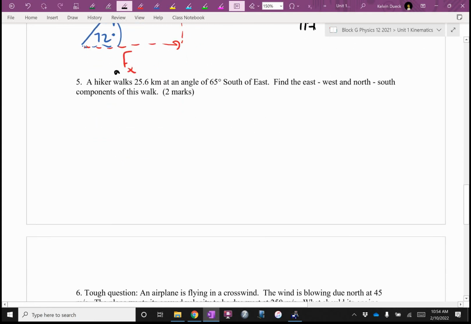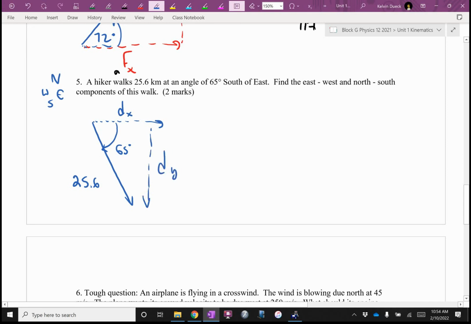Number 5. A hiker walks 25.6 kilometers at an angle of 65 degrees south of east. South of what? East. I need a compass rose. South of east. I'm going to go east first. I'm going to go south of east, 65 degrees. It looks like this is my triangle, where that is 25.6. And I guess this is going to be a dx, and this is going to be a dy. Bit of a messy triangle. This should be a little bit shorter. There. Now they're tip to tail.